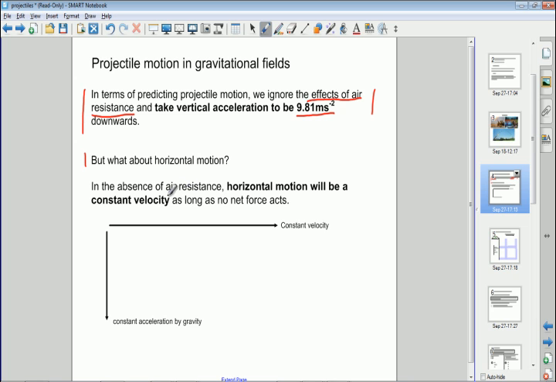Okay, so if we're ignoring air resistance, in the horizontal direction there will be nothing to slow the projectile down, and let's say it's launched at a certain speed u in this direction horizontally, it will keep going with a constant velocity in the x direction. So the resulting motion will be a combination of the constant velocity in the horizontal direction and the constant acceleration of 9.81 meters per second squared downwards by gravity. So these two types of motion will combine to produce the curves that we see when we look at projectiles.